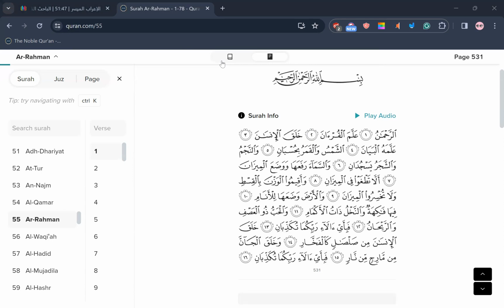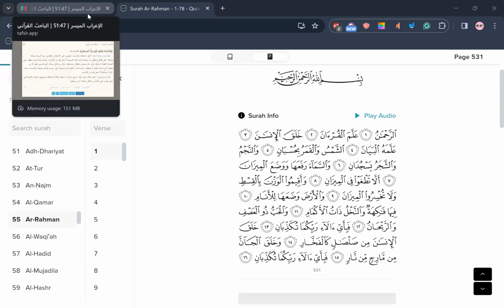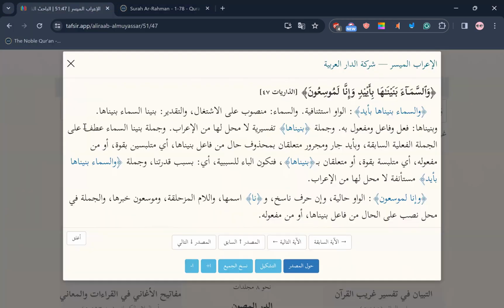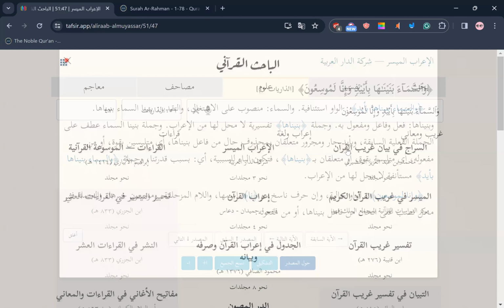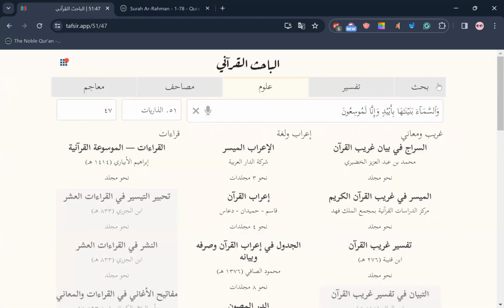Ilham, can you show us how you find the examples? What do you put in the search bar to find examples of Ishtighaal, for example? Okay, so normally I use the Tafsir app a lot, this one, or Furqan.